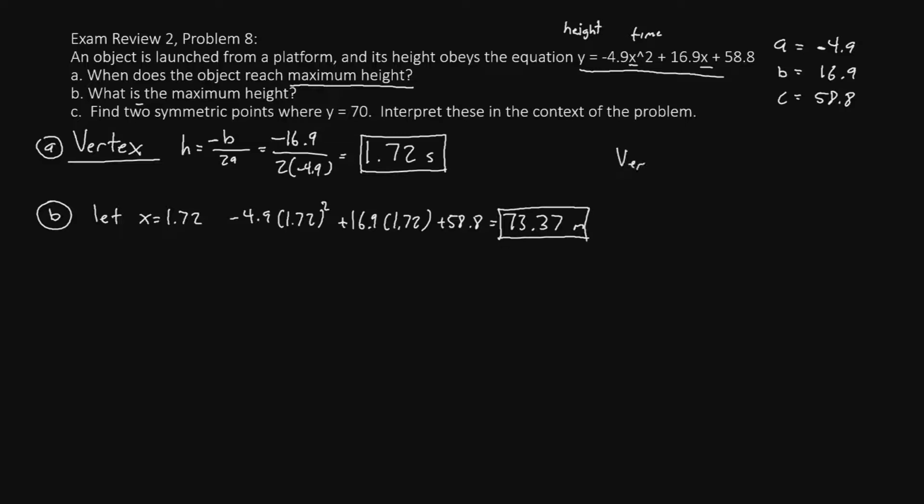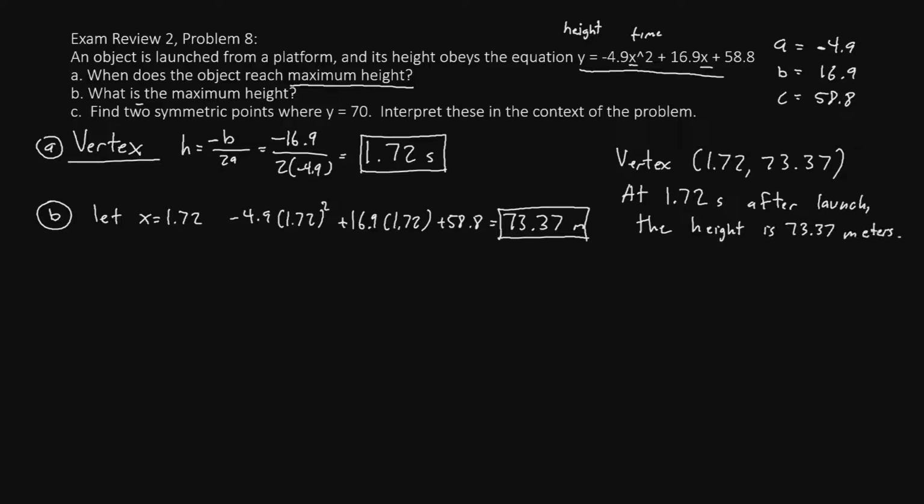So we can say our vertex will be 1.72, comma, 73.37. Now, to say this in words, we can say at 1.72 seconds after launch, the height will be 73.37 meters. So that will be our interpretation of this vertex. Also, we can add that this is the maximum height.